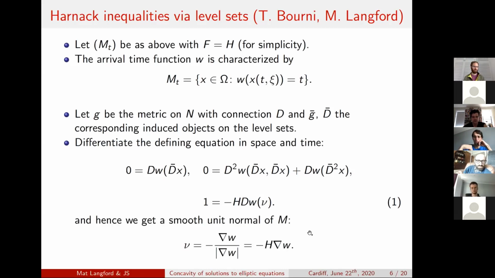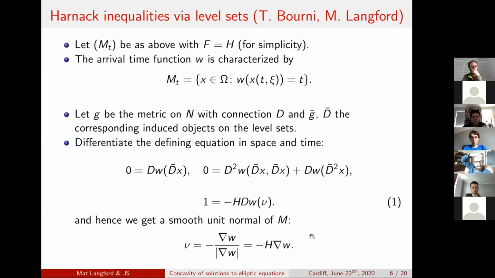And what we can extract from that information, if you look at the first information here, you can see that all tangent vectors are annihilated by the derivative of the arrival time function. That means that the gradient of W must be in the normal direction. And that's what we can see here. And this factor H just comes from using the 1. So you can show that the normal of the hypersurface in terms of the arrival time is given by minus the mean curvature times the gradient of the arrival time. So this is one first important relation between the geometry of the hypersurface and ambient derivatives of the arrival time function.